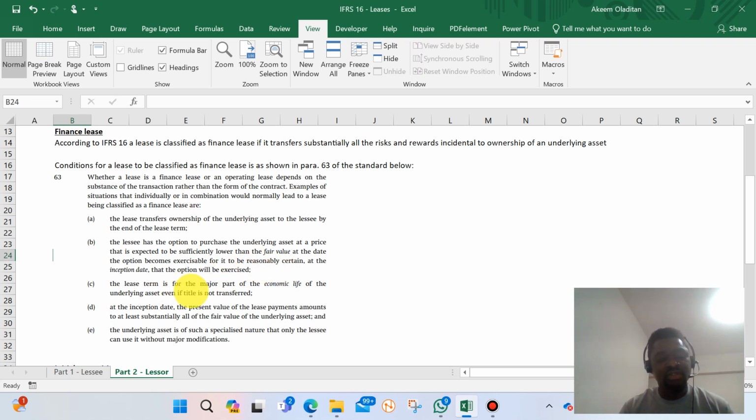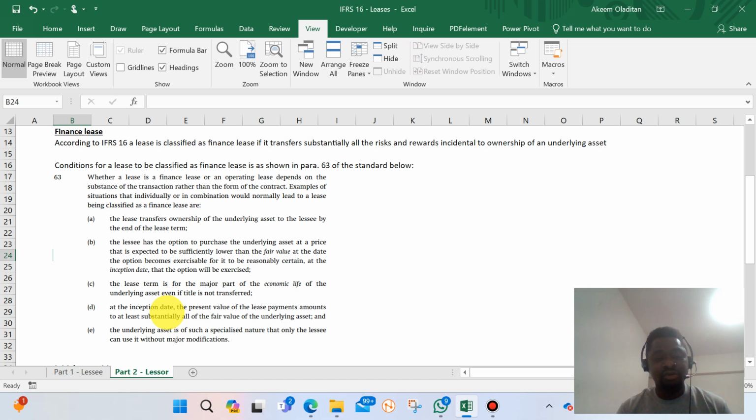The next one talks about the lease term being for the major part of the economic life of the underlying asset, even if the title is not transferred. Like I was saying about the aeroplane, for instance, the economic life is maybe 25 years, and the lessee has leased the aeroplane for 23 years or 24 years. That is huge. That is significant in the economic life of the asset. That lease will have to be classified as a finance lease.